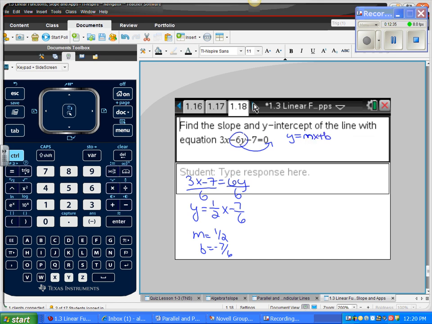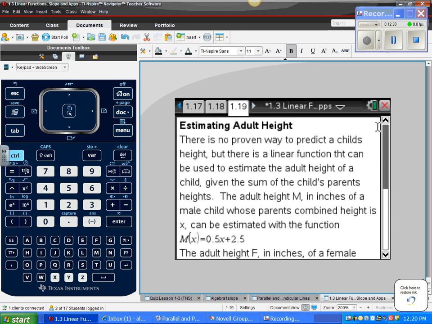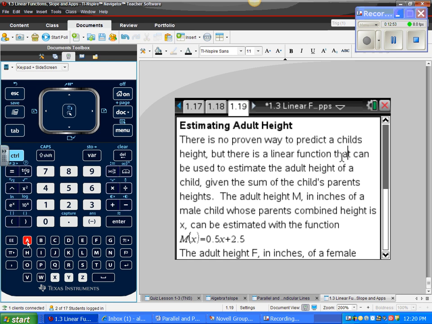Okay, next page. Okay, last one. Estimating adult height. There's no proven way to predict a child's height, but there is a linear function that can be used to estimate the adult height of a child given the sum of the child's parents' heights.